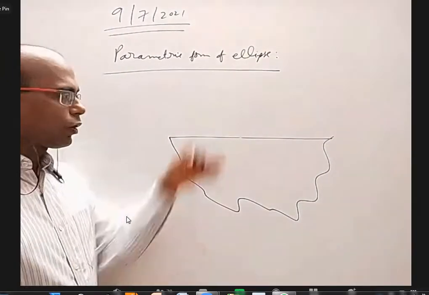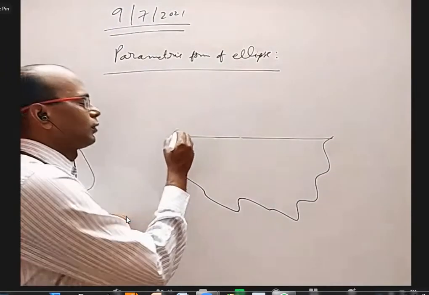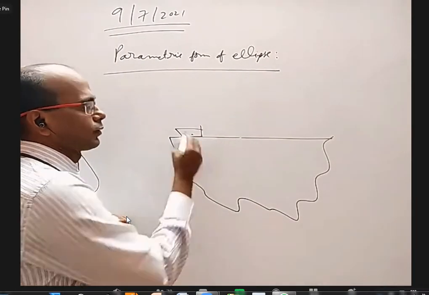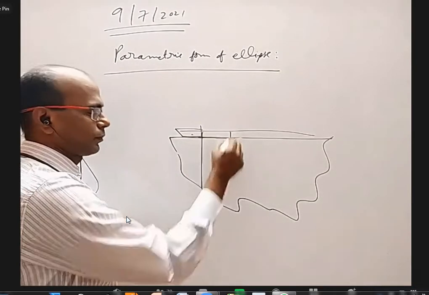But anyway, how to find this cross section area? Okay, very simple. You take a boat or something, go along with this. After every 1 meter, you can measure the depth.